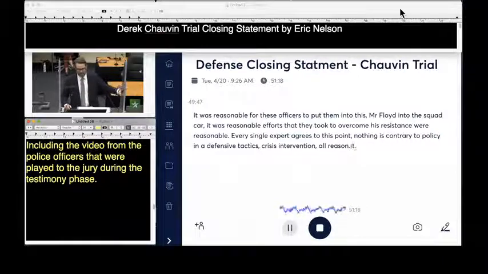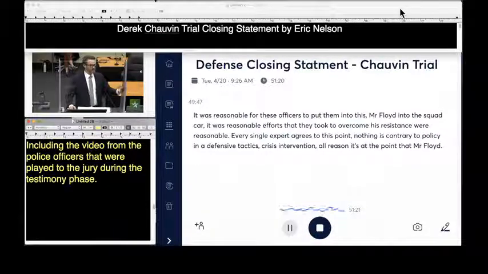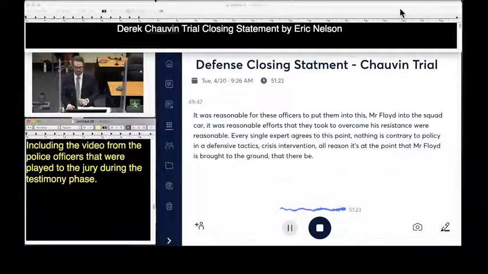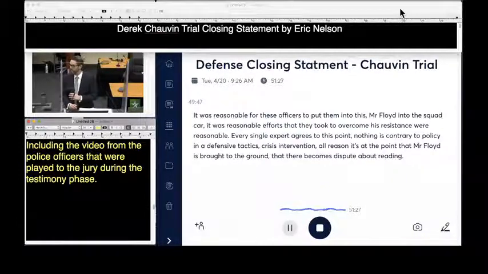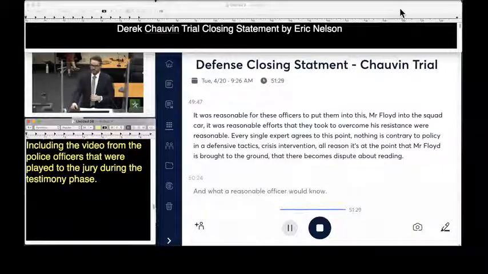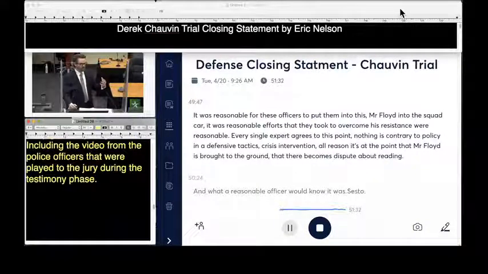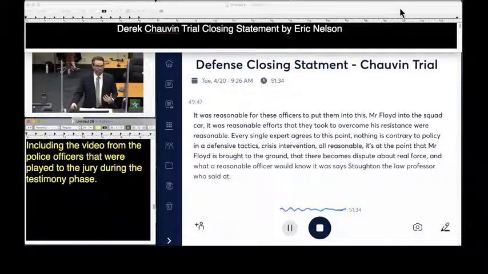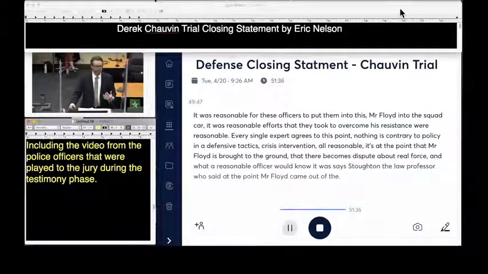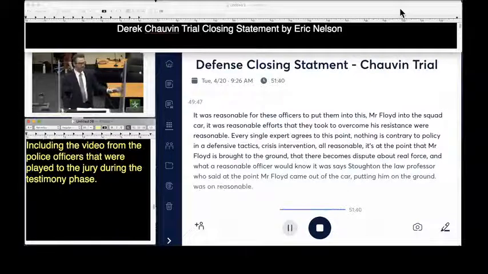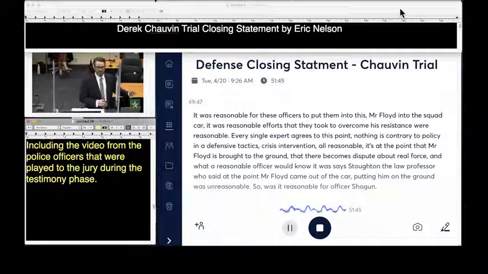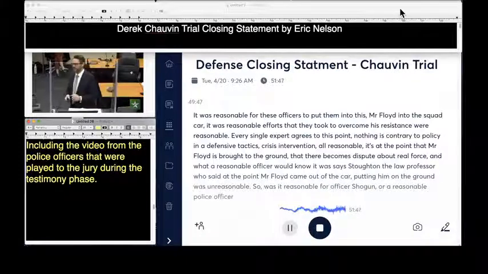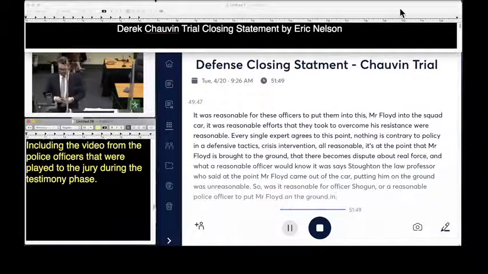It's at the point that Mr. Floyd is brought to the ground that there becomes dispute about the reasonableness of the use of force and what a reasonable officer would know. It was Seth Stoughton, the law professor, who said at the point Mr. Floyd came out of the car, putting him on the ground was unreasonable. So, was it reasonable for Officer Chauvin or a reasonable police officer to put Mr. Floyd on the ground in that instance?